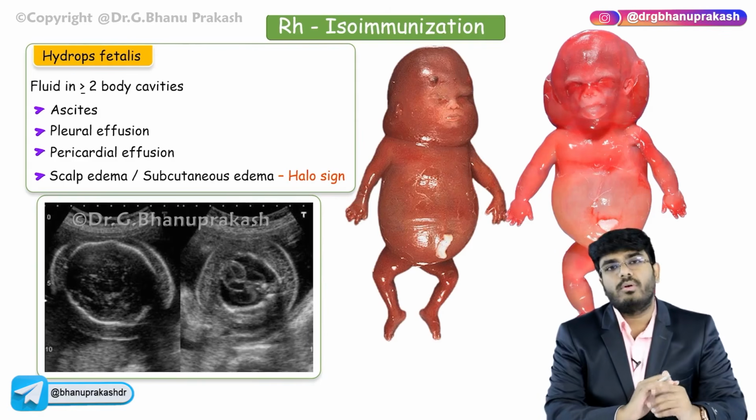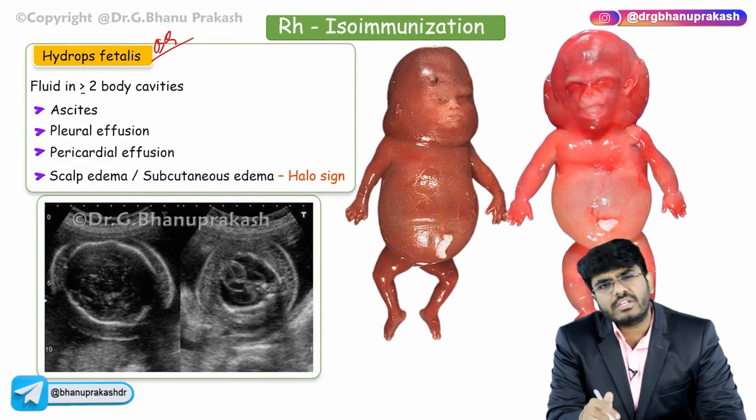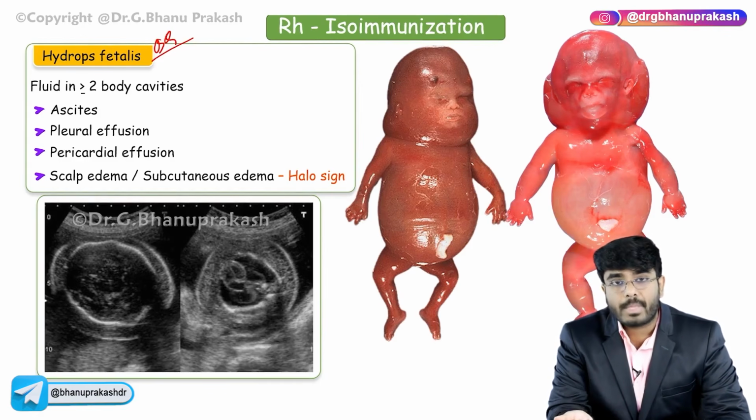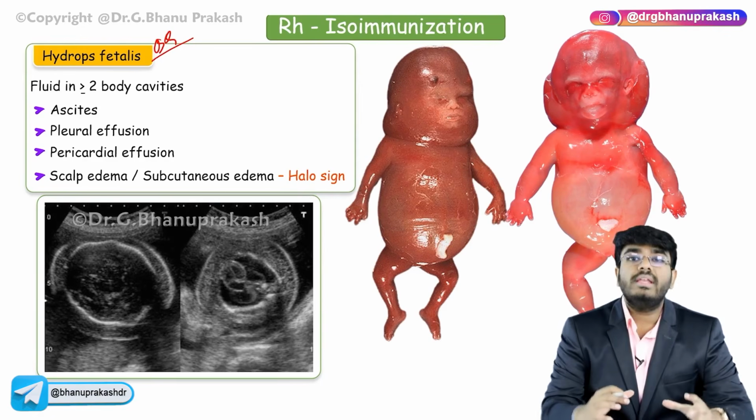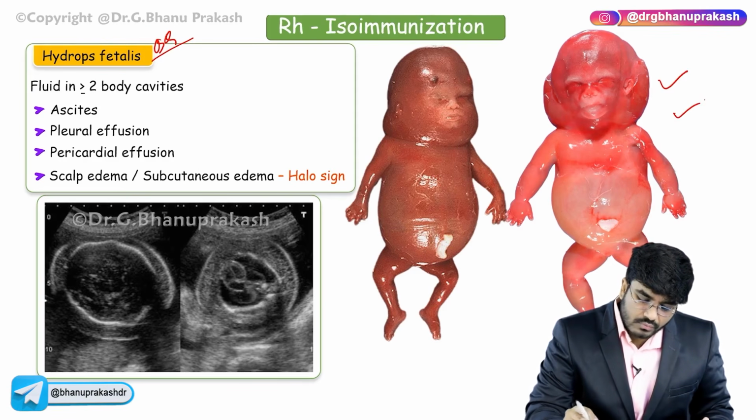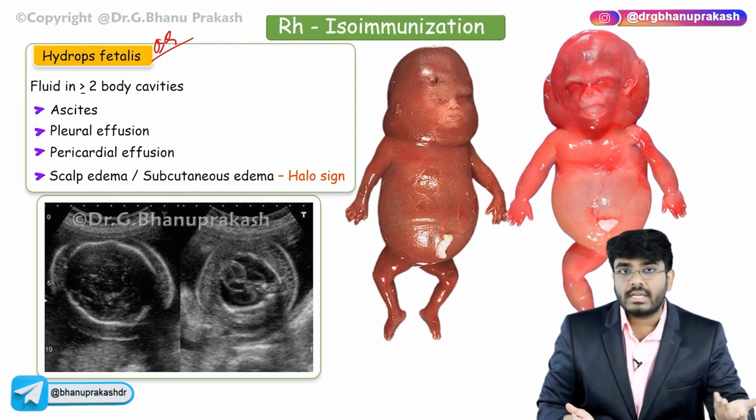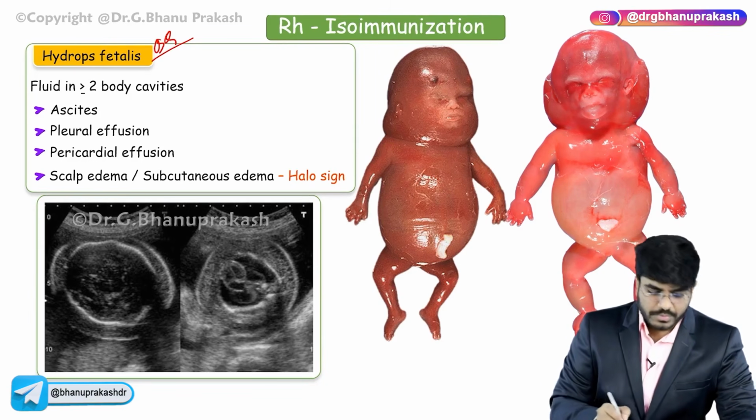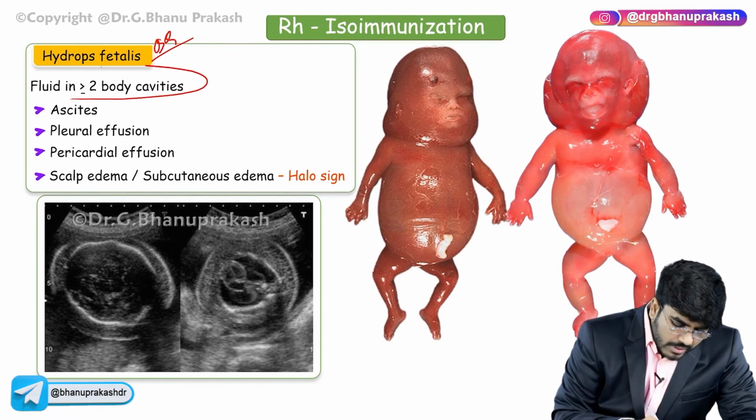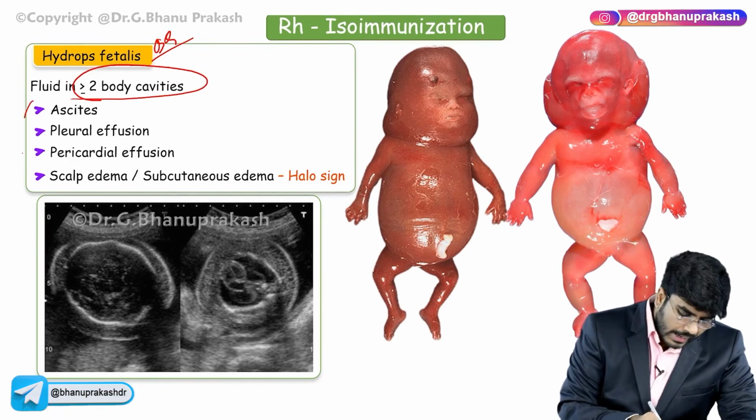Now let's talk about Hydrops fetalis. We all know Hydrops fetalis is a complication of severe anemia. Because of the severe anemia, fluid is getting accumulated in the baby. You can clearly see here the baby is getting swollen in all the body cavities. To define Hydrops fetalis, fluid should be accumulated in more than 2 body cavities.